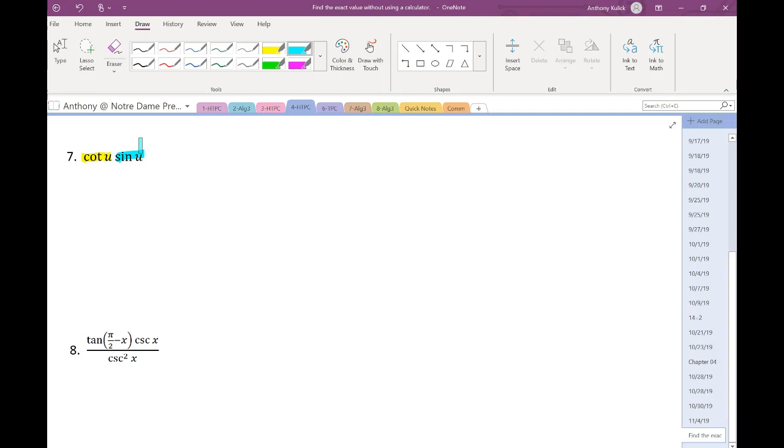Will the cofunction ones be helpful? Definitely not, because there's no pi over 2's anywhere, right?